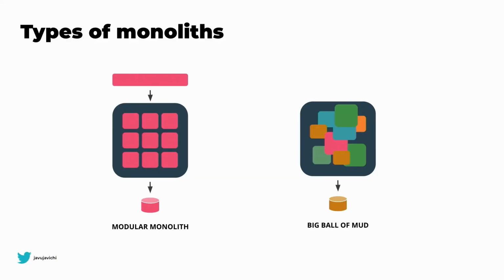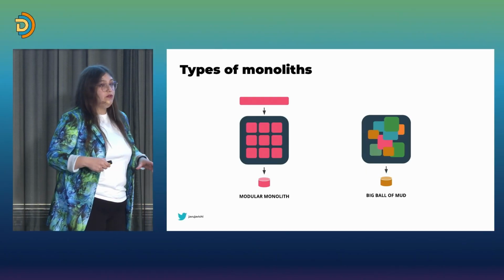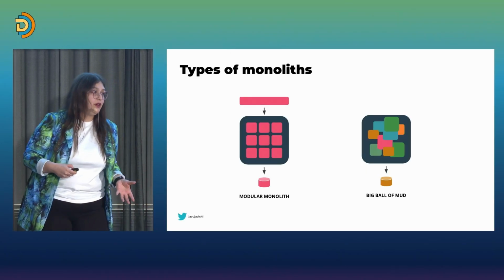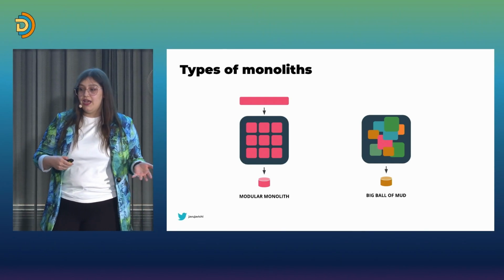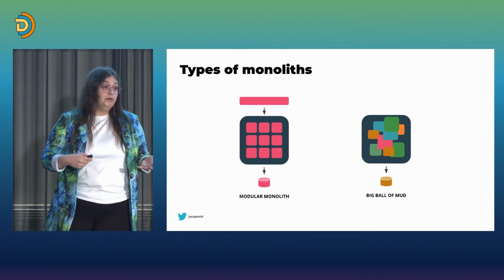As I say, we have two types. The modular one is much easier to scale because it's divided in packages, it's easy to evolve, and maybe we can extract some services, which is pretty nice for us as developers. But the reality is the big ball of mud.